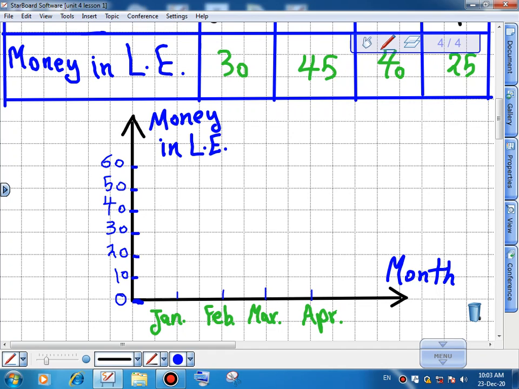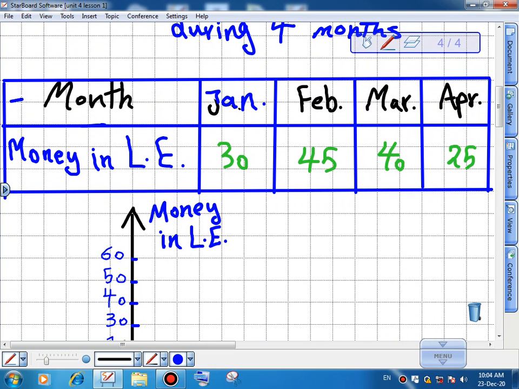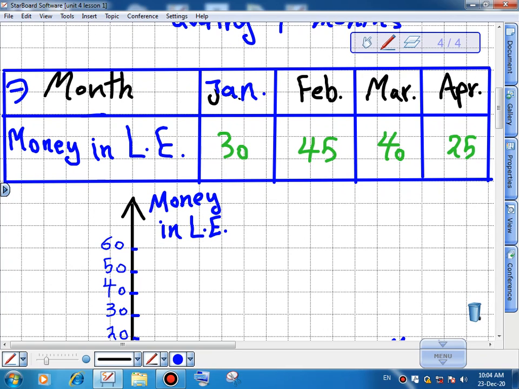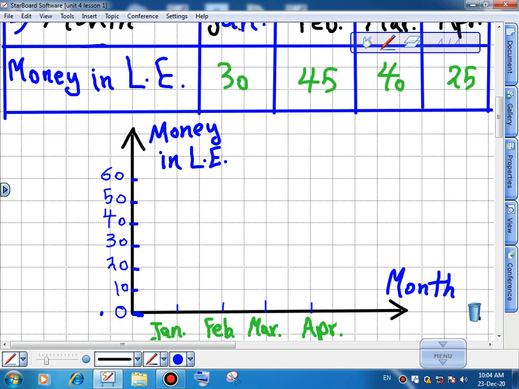So the first one, we start from 0, and the last one is 50 or 60, whatever you take. Okay? So the last number is 60. And we write these numbers on this axis, with the meaning of money in LE. We will take every piece of information and put one on every axis. The first axis is the month, the second axis is money in LE, like this.